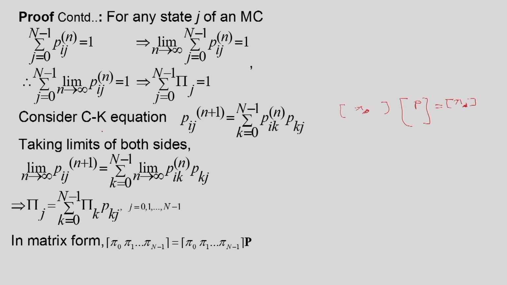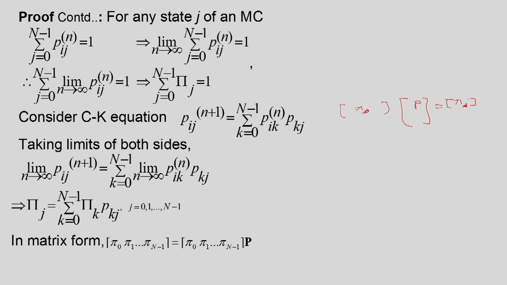Now, we consider the Chapman-Kolmogorov equation: P_ij^(n+1) is equal to the summation over k going from 0 to n minus 1 of P_ik^(n) into P_kj. We are applying the Chapman-Kolmogorov equation for n plus 1 steps, and we assume that it first goes to state k in n steps, then from state k to state j it goes in one step. That way we derive this. Now, we can find the limit as n tends to infinity.